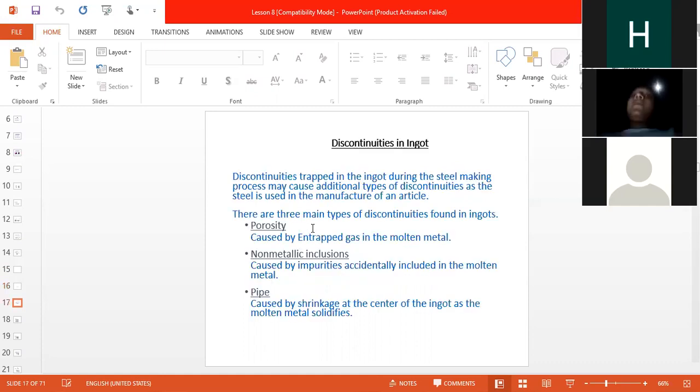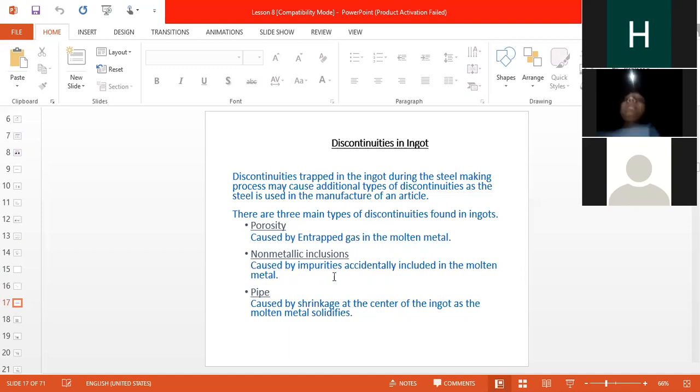So the ingot means the very beginning of steel making. What we are doing is collecting raw steel, coke, and limestone, and we are melting and heating, melting and solidifying, and we are getting ingots. In that ingot we are getting porosity and non-metallic inclusions. Porosity is because of entrapped gases.